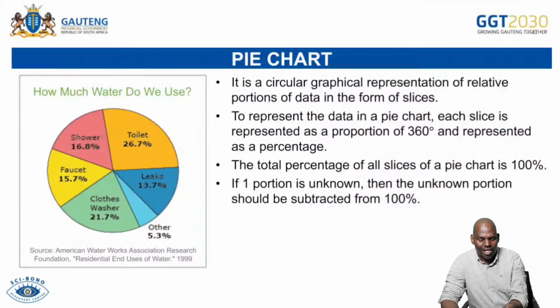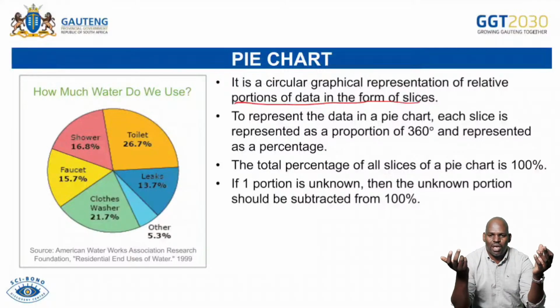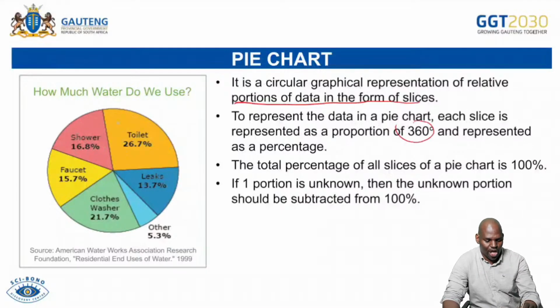We spoke about pie chart, and we said a pie chart is a circular graphical representation of relative portions of data in the form of slices. That is how simply you can explain a pie chart. Or if you've got your own way of explaining it and it's easier, that will also be acceptable. To represent the data in a pie chart, each slice is represented as a portion of 360 degrees. So each portion is part of 360 degrees. It might be like this one, 140 degrees and so on.